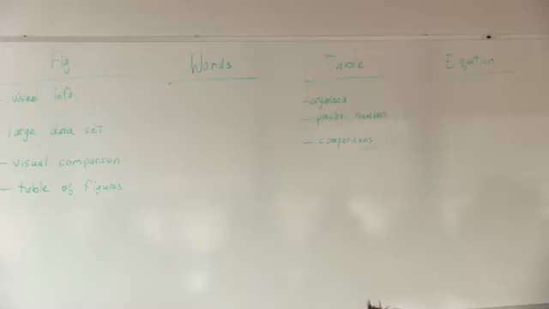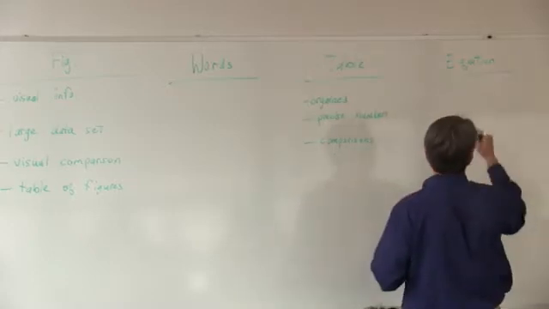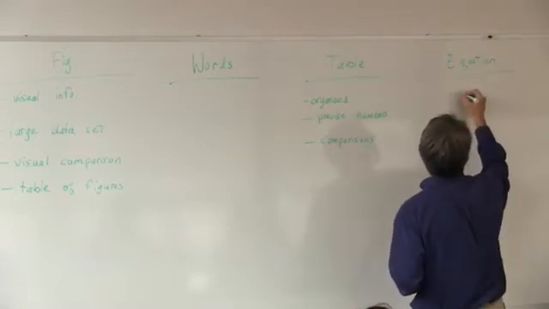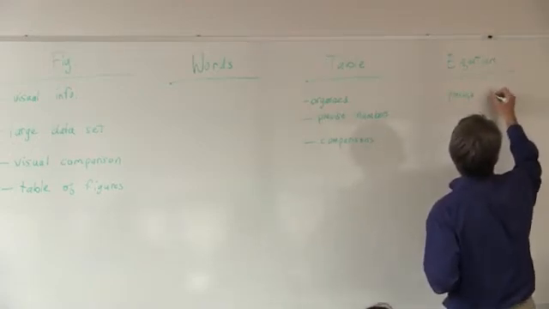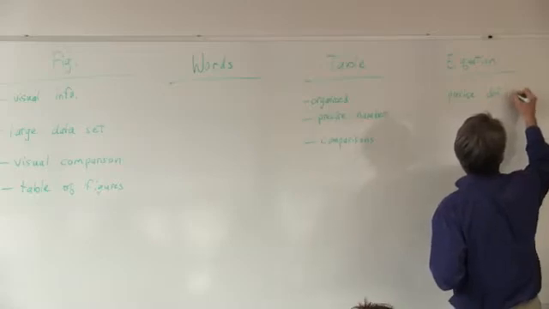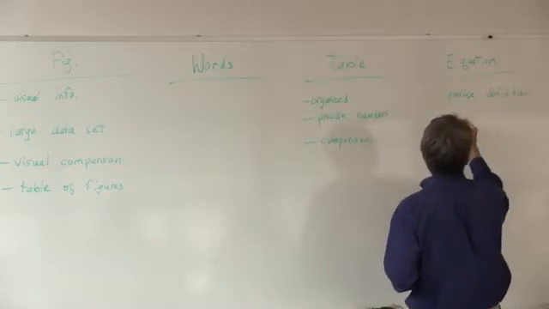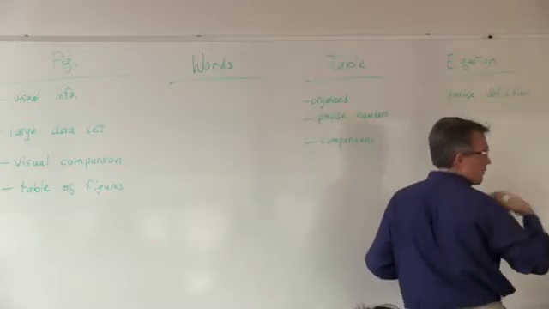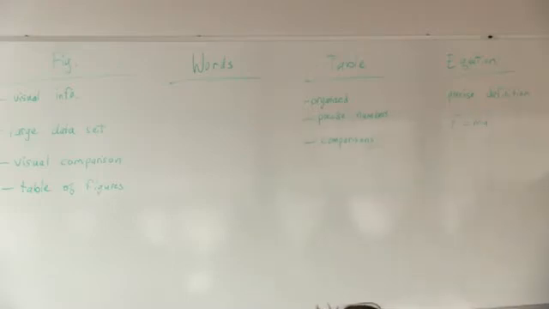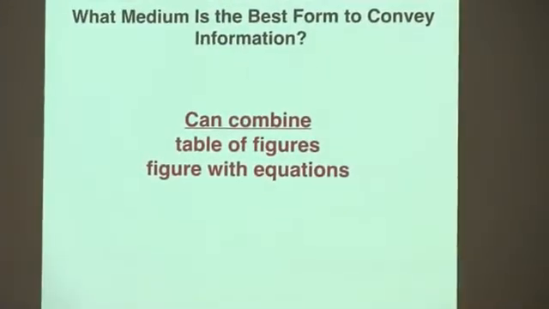An equation is good when you need a precise definition, often. You've probably learned this one, F equals ma. That's a very precise definition, isn't it? So you do have to think about what's appropriate and what's the best way to convey the information that you want. As I said, you can combine a table of figures or a figure with equations in it.